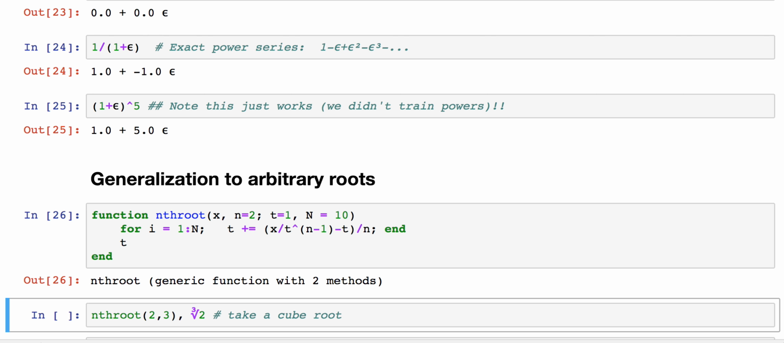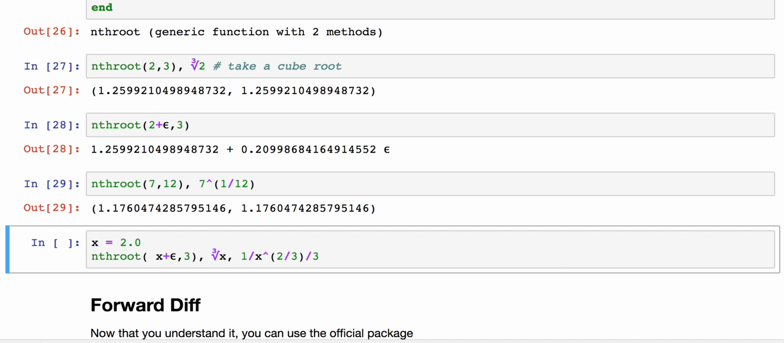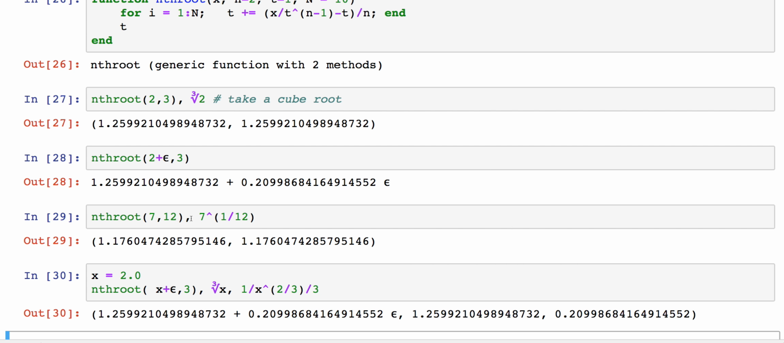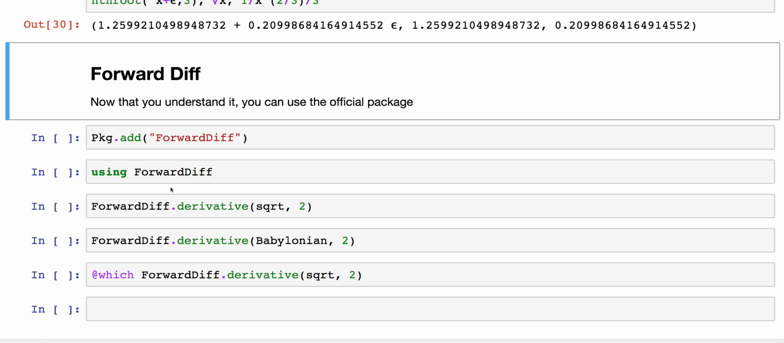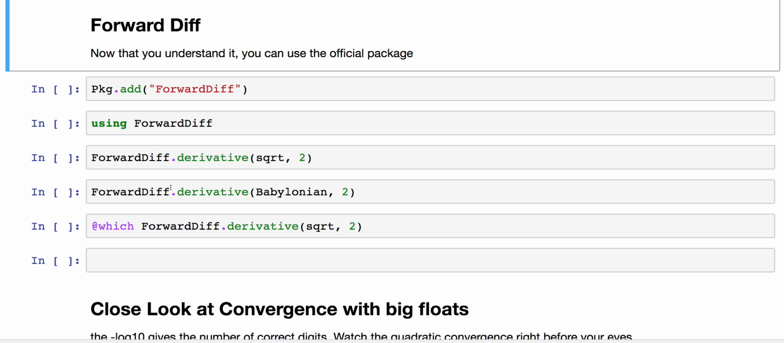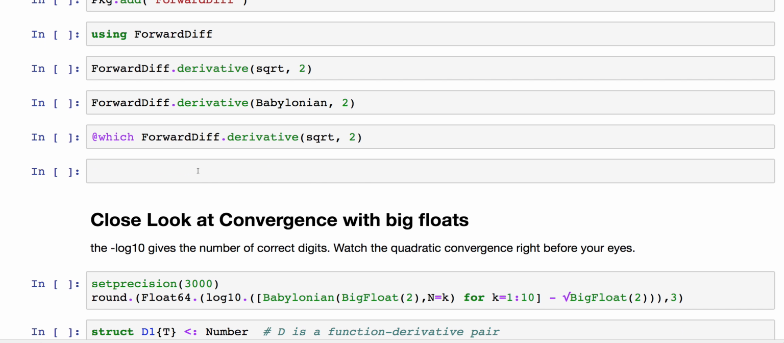Just lastly, I'll demonstrate that this can work beyond square roots. Here's a cube root example, and you can see that it works just fine. And I won't go over this, but with the forward difference package, you don't have to write this all yourself. The forward difference package will do this all for you.